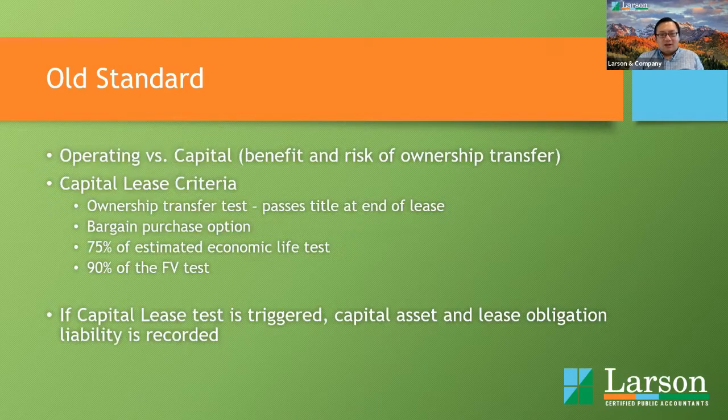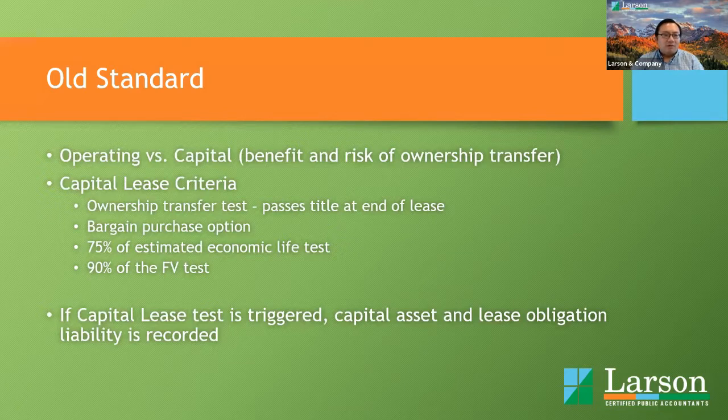So here's the old standard. The old standard with leases talks about operating versus capital. If it doesn't meet the criteria that define capital, then it's operating. It's talking about the benefit and risk of ownership transfer. Capital lease criteria, as you are aware, are those four criteria. The ownership transfer test: if the title passes at the end of the lease, it's a capital lease.